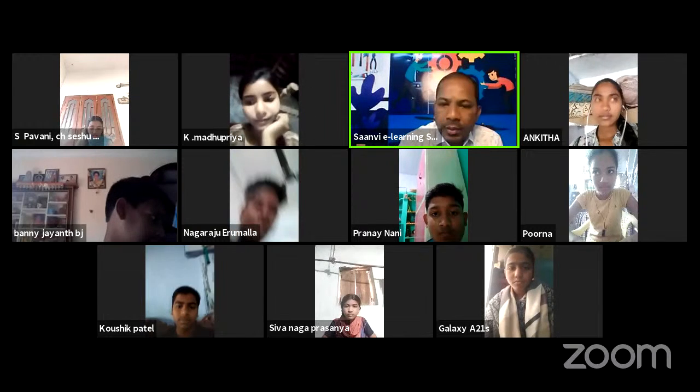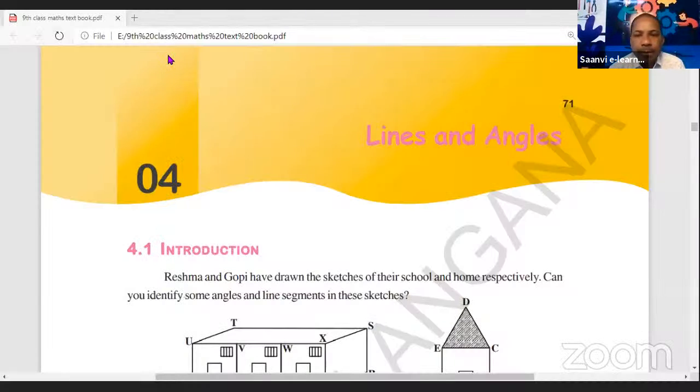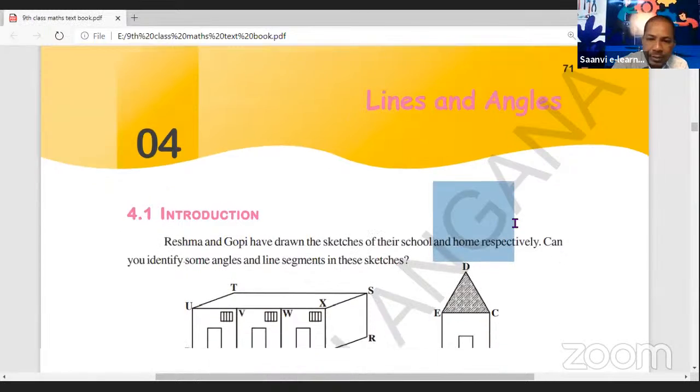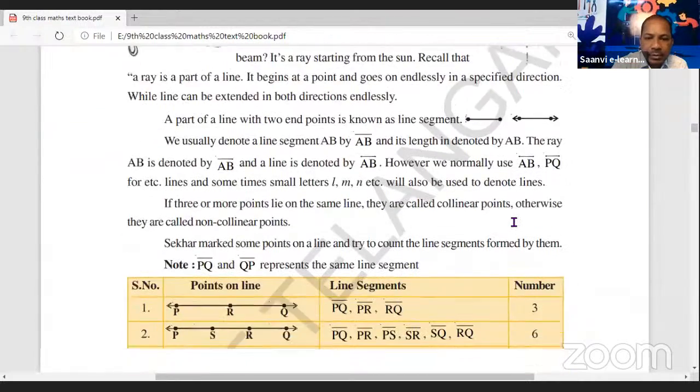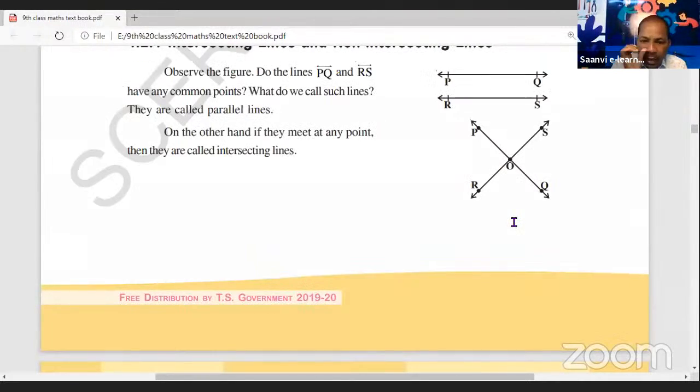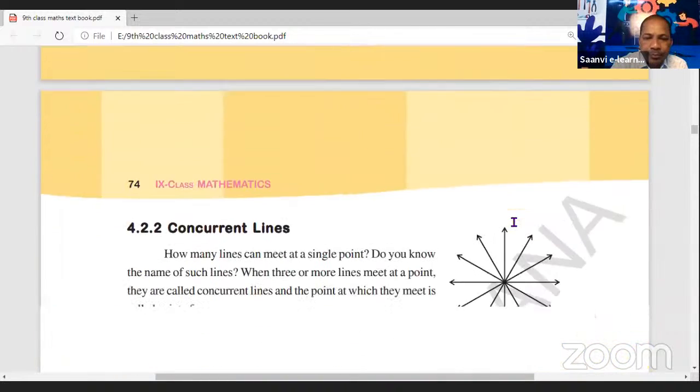So today we are going to discuss lines and angles, chapter 4. In the previous class, we discussed the introduction part: what lines are, what angles are, how the angles form, how the lines come. And we also solved some exercise problems. Exercise 4.1 we completed in the previous class. So today, we are going to discuss some more topics.